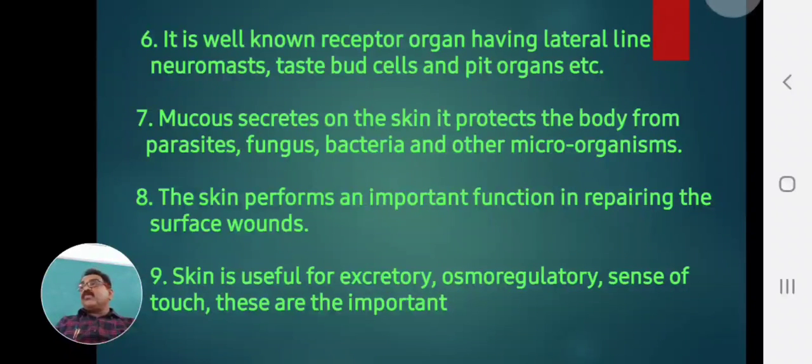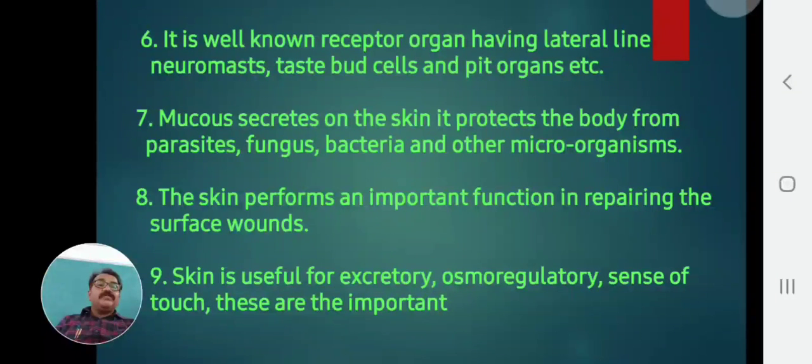When the body is covered by mucus, it protects the fish from parasites, fungus, bacteria and other microorganisms, that is, viruses. The mucus is not only useful for cutting through the water from one place to another, but is also useful for helping the fish escape from enemies. Mucus also protects the fish body from the parasites, fungi, bacteria or other microorganisms present in water.